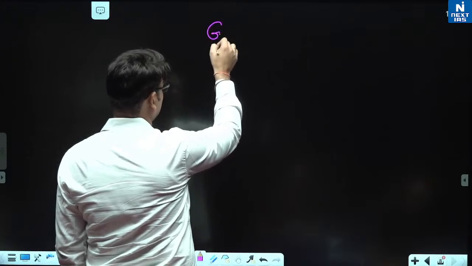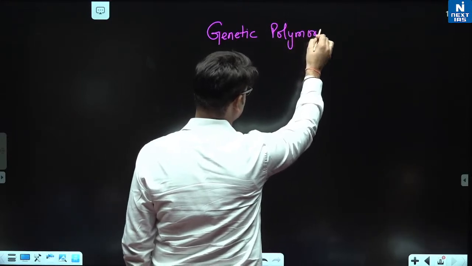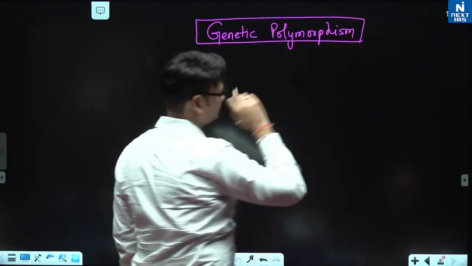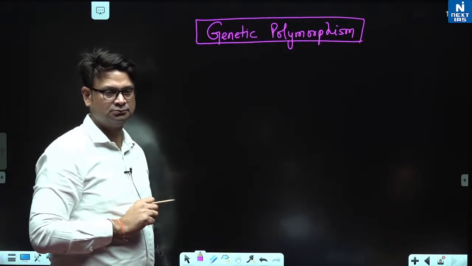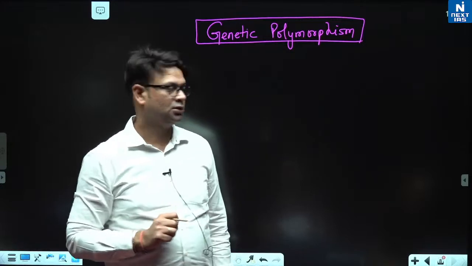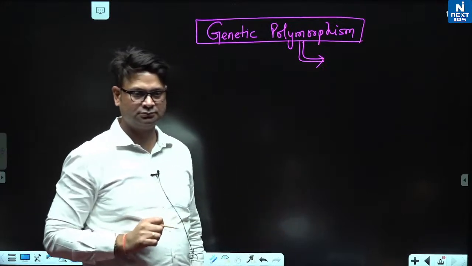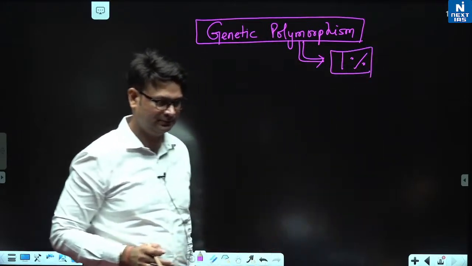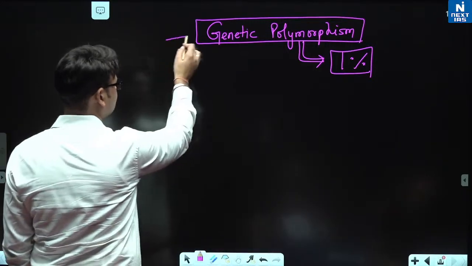देखिए एक टॉपिक है जेनेटिक पॉलीमॉर्फिज्म। So what is the region of genetic polymorphism? How can you say that it is a polymorph? If the frequency is more than 1% of a particular allele, then you will call it a polymorph, ठीक है। What is the reason for formation of polymorphism of any allele?